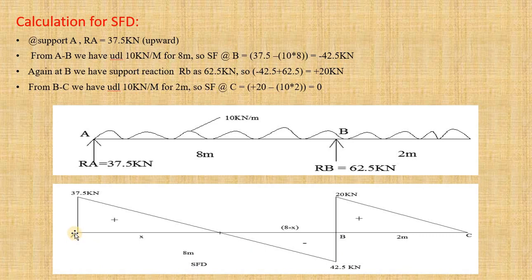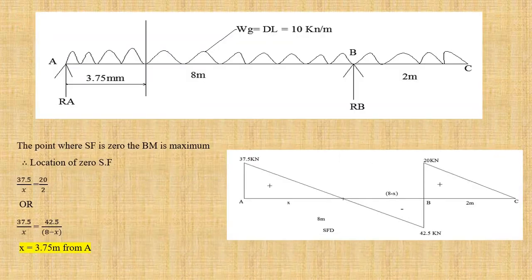You can observe here from A to B the length is 8 meter, but from A to this shear force point I have marked it as x. So what will be this length? It is 8 minus x. After the SFD, the next step is finding out the distance. I had mentioned that it is x distance. So how much is x? From A till here, what is the distance I should find out. How to calculate that, we'll see in the next slide.